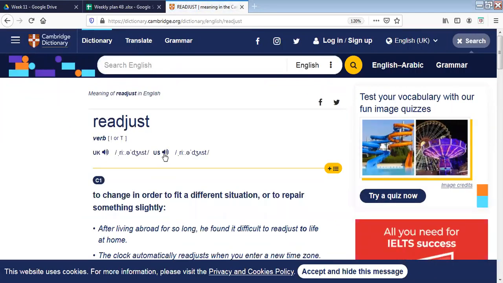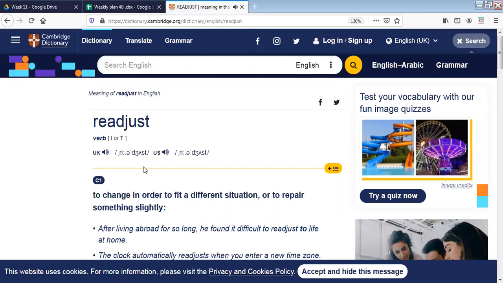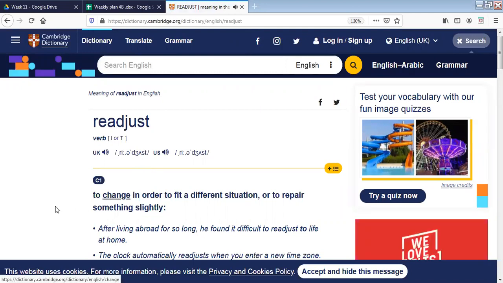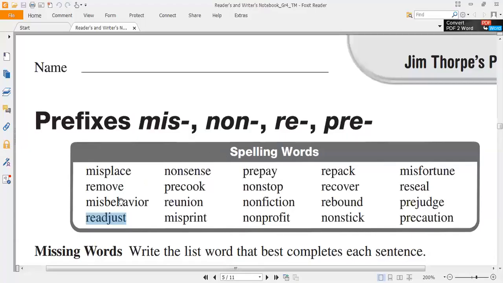This is a verb, readjust. Readjust, it means to change in order to fit a different situation. So when I say readjust, it means that you change something in order to fit in a new or a different situation or to repair something slightly. So the word readjust means to change in order to fit a different situation or to repair something slightly. This is readjust. The next one.